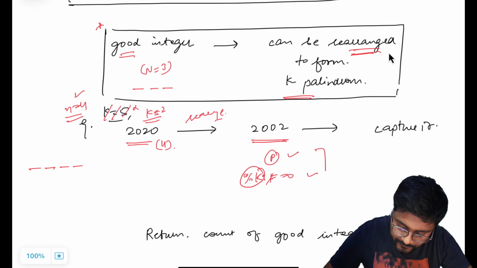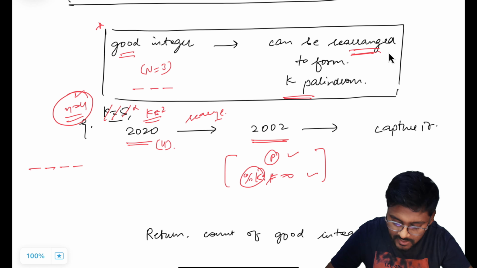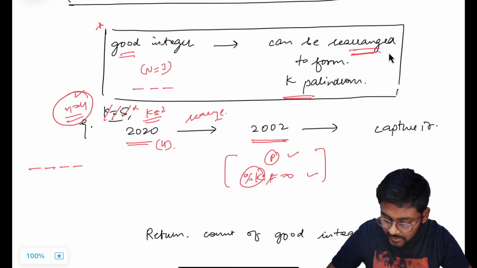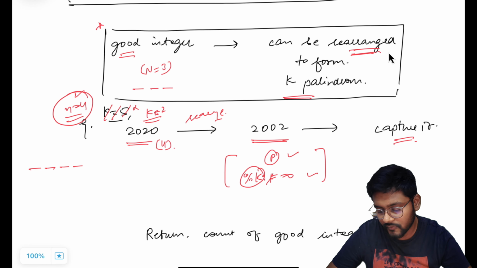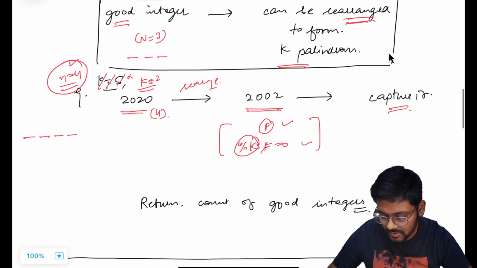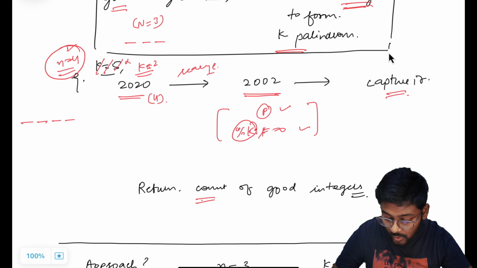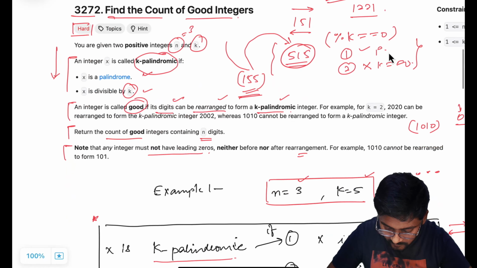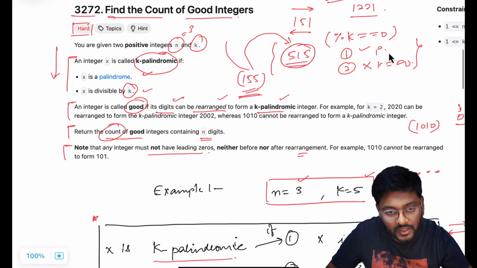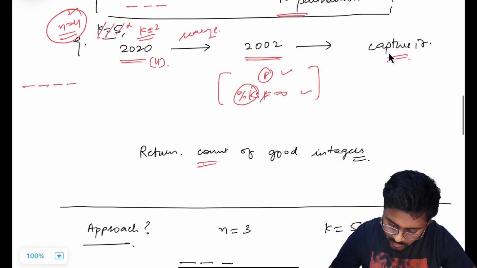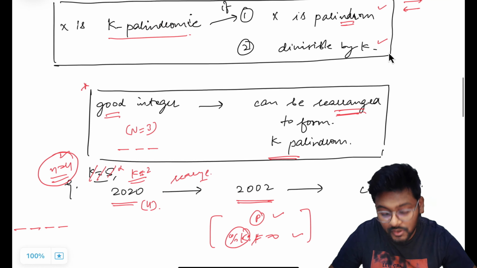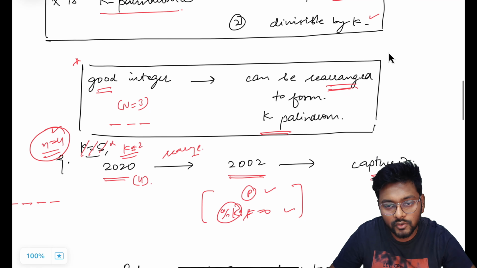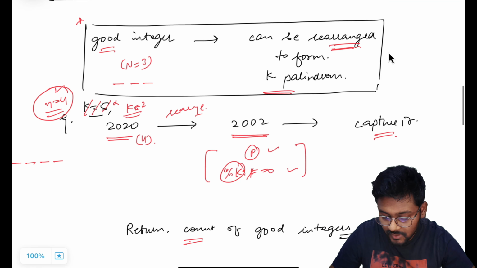So if it is a 4-digit number and its rearrangement forms a k-palindromic number, then capture it. And all the integers that you have captured so far, which are good integers, just return that. Return the count of good integers. So we don't have to return the integers, we have to return the count of good integers. Here I hope you have understood the problem statement completely, what we have to do and what can be our naive approach.